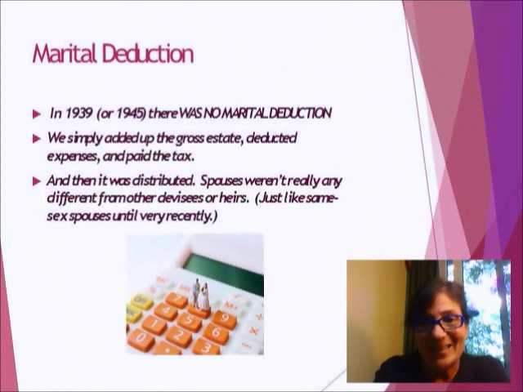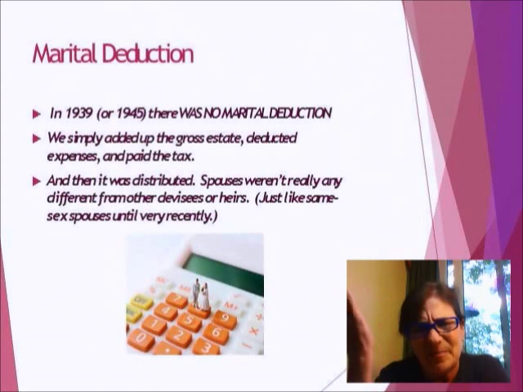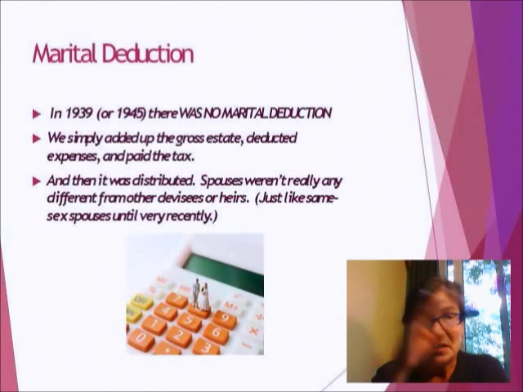Now, one point that might help, sometimes people are sitting there going, wait, but there was no marital deduction yet. So we did actually add up the gross estate, deduct some expenses, and pay the tax, and then distribute it, including to spouse. Spouses really were not any different from other devisees or heirs, just like same-sex spouses until very recently. We're not treated any different from any other distributees under the estate tax. Right? So no marital deduction, so if that helps, it kind of makes sense.